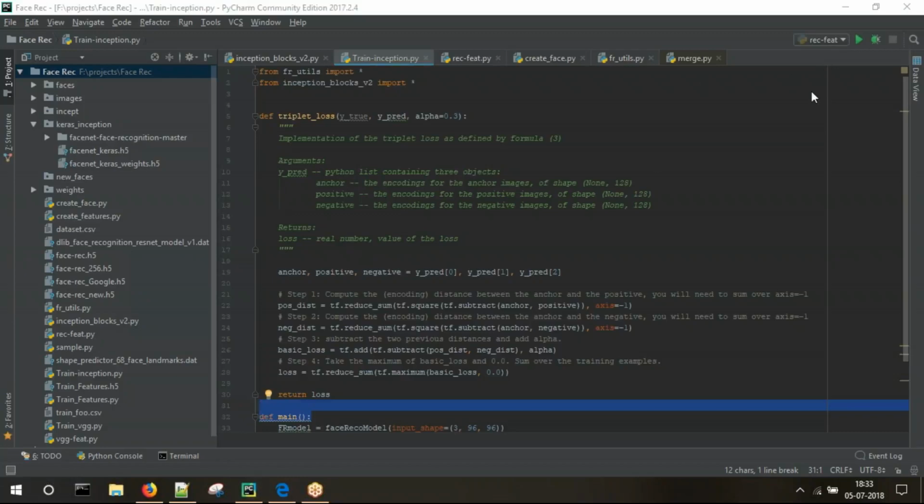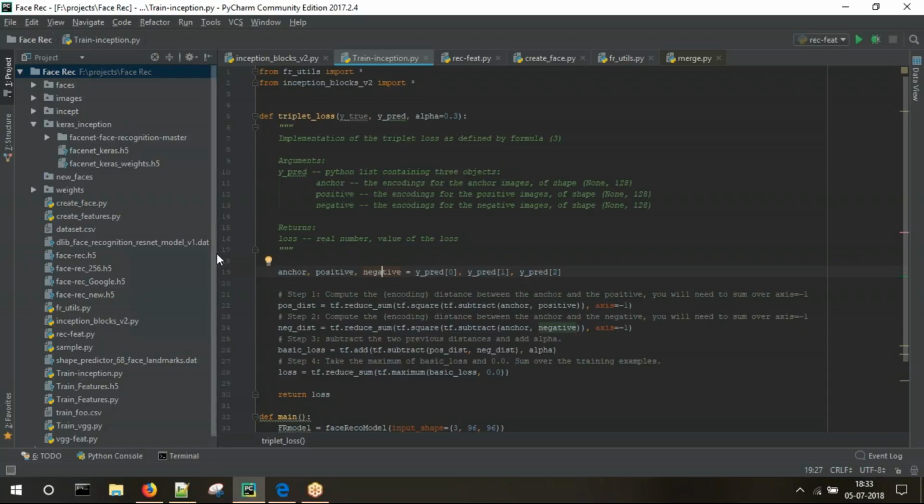For this particular implementation you need to have 100,000 different images of different persons, and you need to make sure that there are anchor, positive, and negative images. You need to pass them in that order. That took a lot of time because I'm working on a CPU, not a GPU. Even with a GPU, it actually takes days to train a facial recognition model.